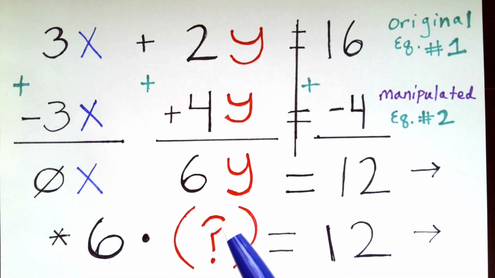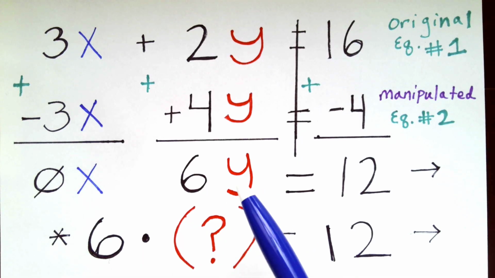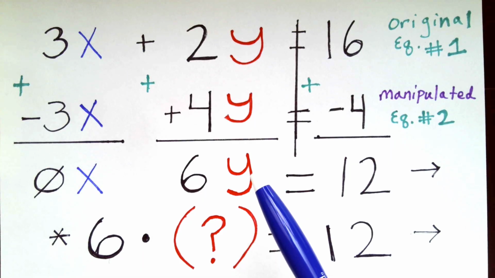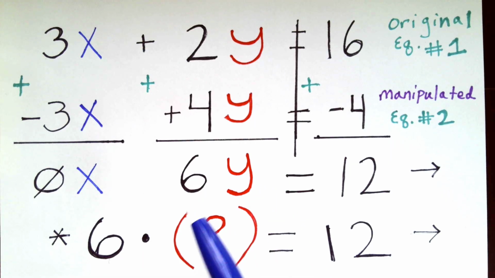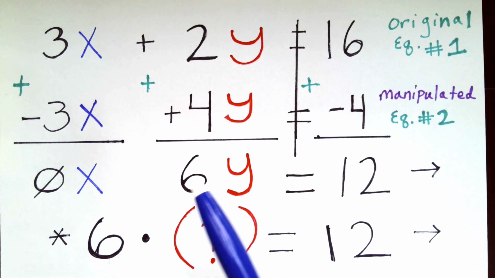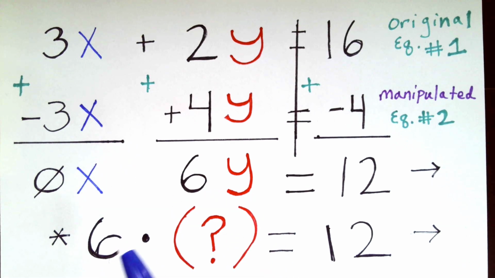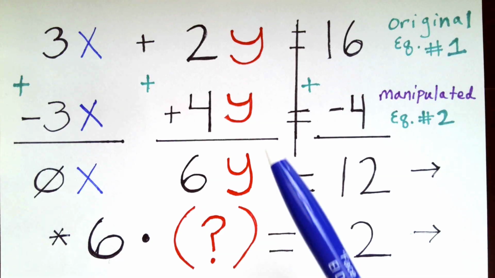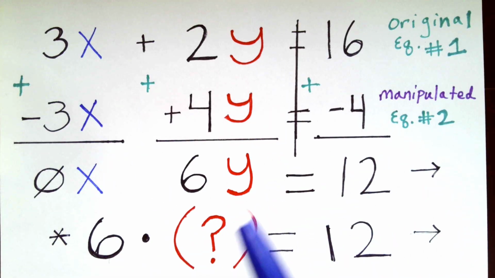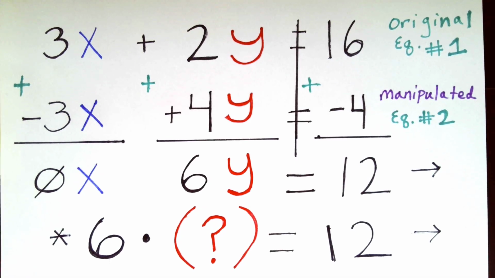That brings up a quick question. If y represents a real number, what is the value of y? What number times 6 would give me 12? If you don't know that, we'll use the inverse operation for this last step, and check it out. We'll solve for y.